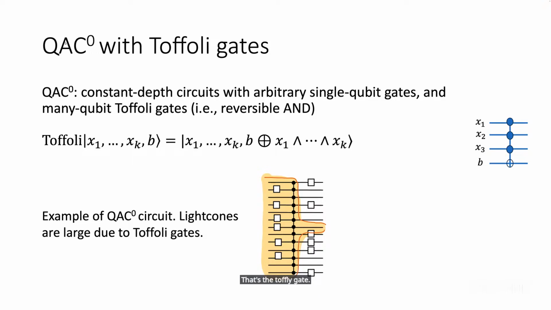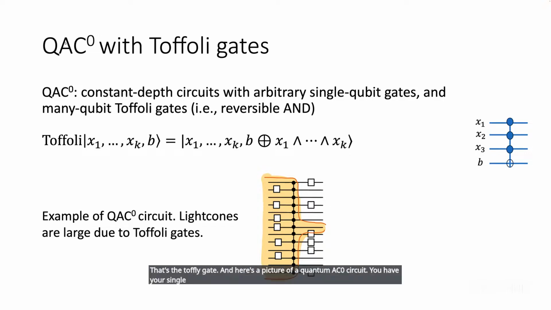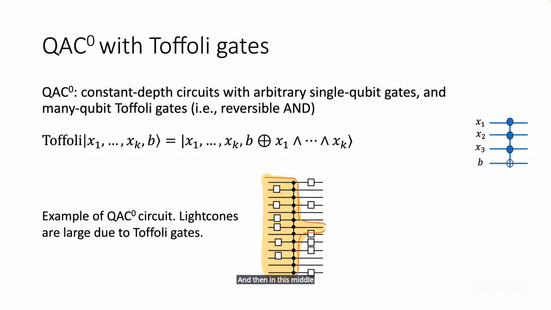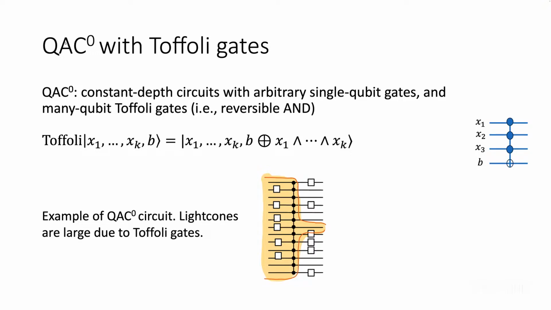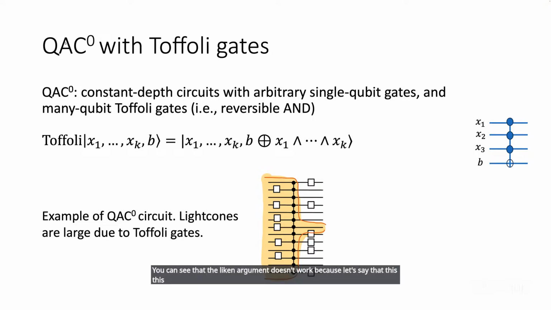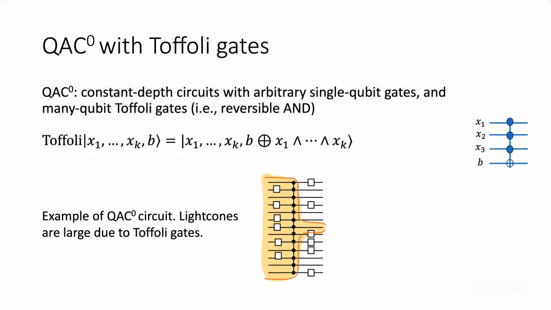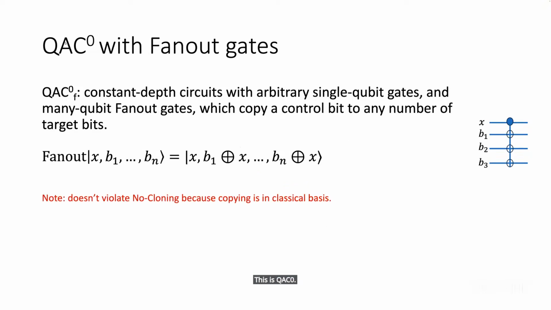And here's a picture of a quantum AC0 circuit. You have your single qubit gates in this first layer. Then in this middle layer, I'm going to apply a giant Toffoli gate that acts on all qubits. And then maybe I'll apply a smattering of single qubit gates. You can see that the light cone argument doesn't work, because this output qubit is connected to all the input qubits through this long range gate. So this is QAC0.